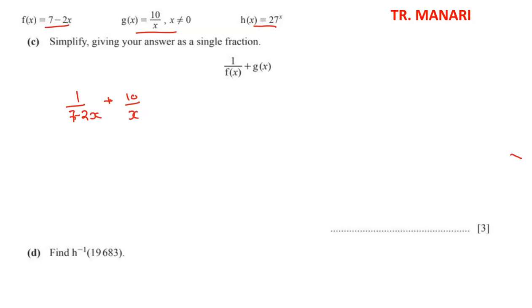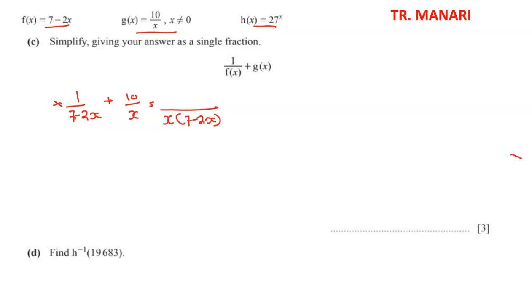Remember, for addition of fractions, the first thing we need is a common denominator. Because these are two different fractions, the common denominator here would be x multiplied by 7 minus 2x. There are various ways to solve this. You can technically choose to take this divided by this, which gives you x, or we just do it the normal way.